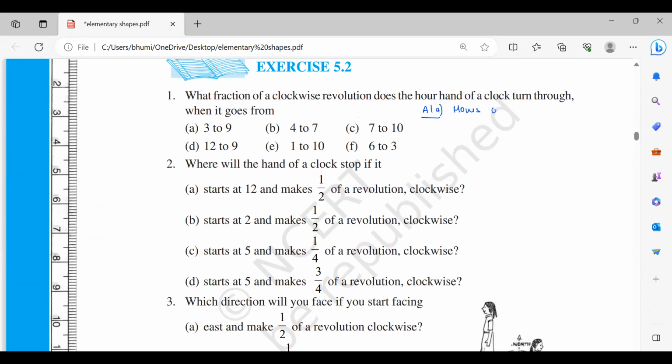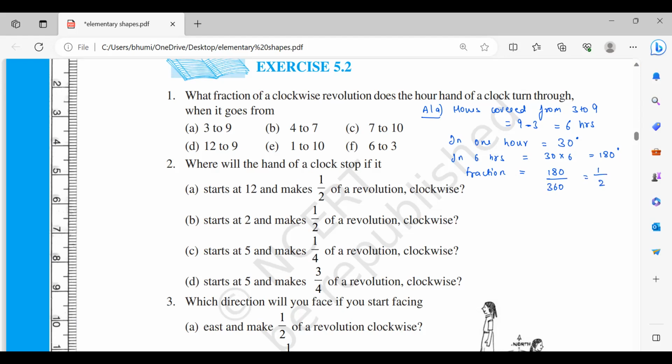Hours covered from 3 to 9 will be 9 minus 3 is equal to 6, right? So 6 hours are covered. In 1 hour, how many degrees of angle are covered? 30 degrees. So in 6 hours, it will be 30 into 6, which is 180 degrees, right? So the fraction is the part, 180, by the total, 360, which is 1 by 2.